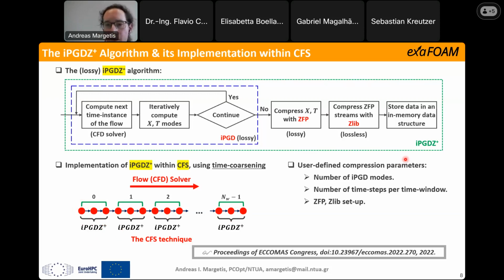Overall, the compression parameters that the user needs to define are the number of IPGD modes, the number of time steps per time window, and a few parameters required by ZFP and zlib, such as the number of bits regulating the accuracy of the compression performed by ZFP.